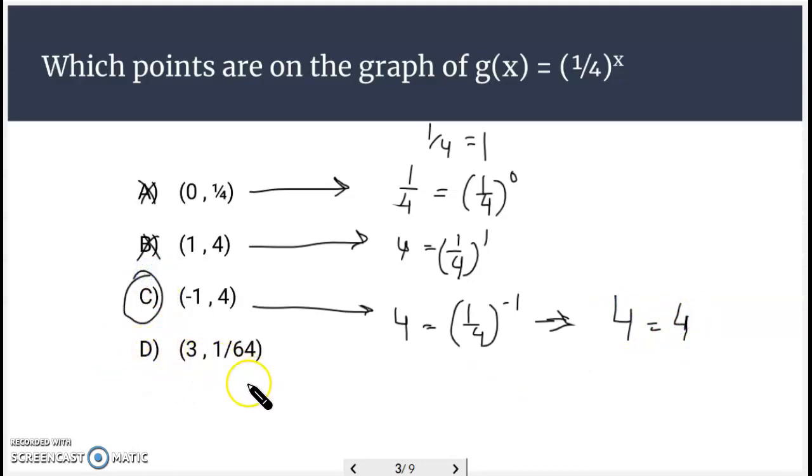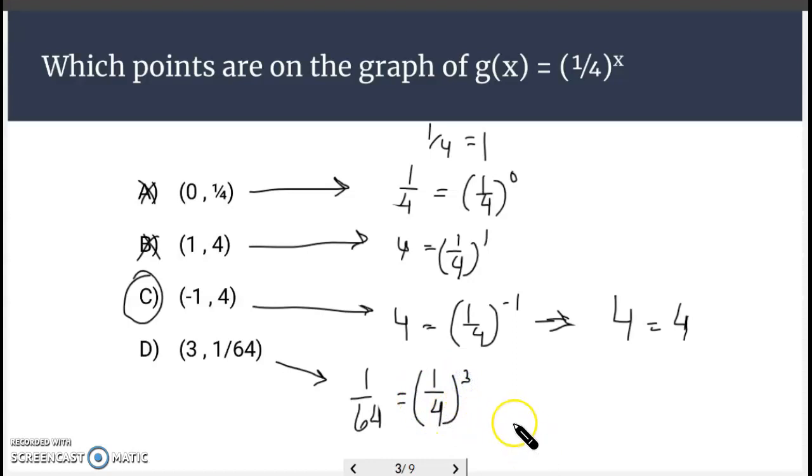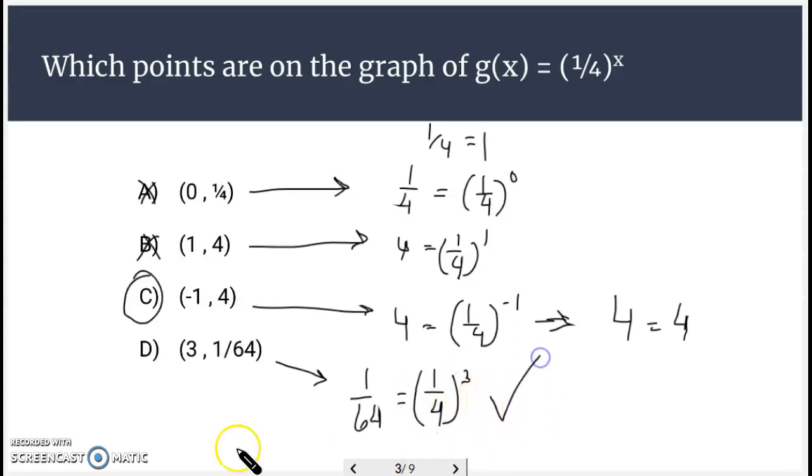Let's see if D works. 3 and 1/64. So is 1/64 equivalent to 1/4 to the third power? 1/4 to the third power, 1/4 times 1/4 times 1/4 does equal 1/64. So that works. -1 and 4, 3 and 1/64.